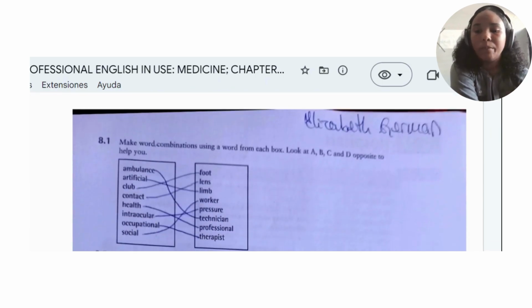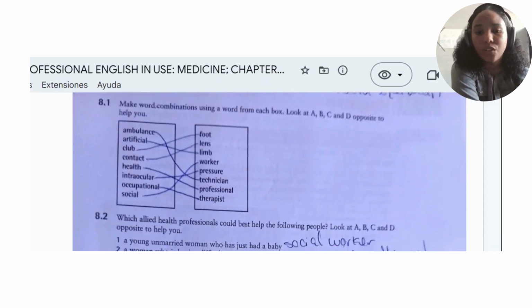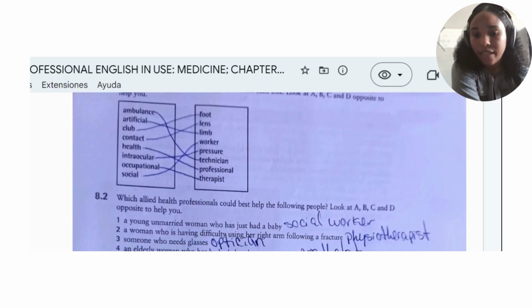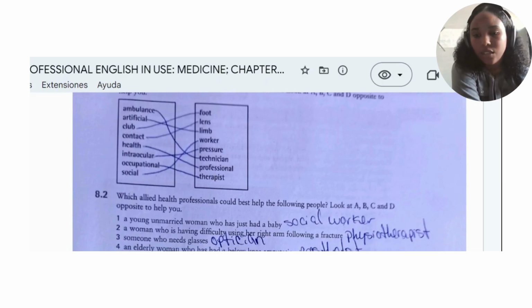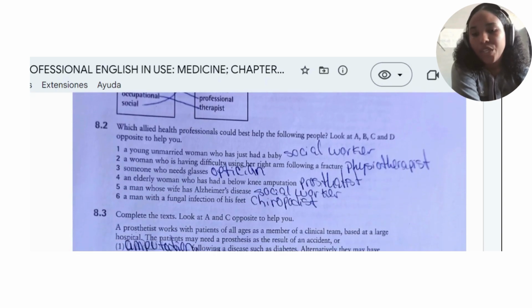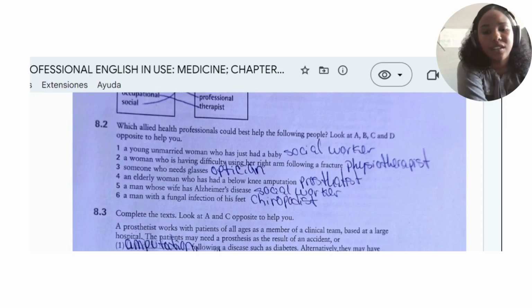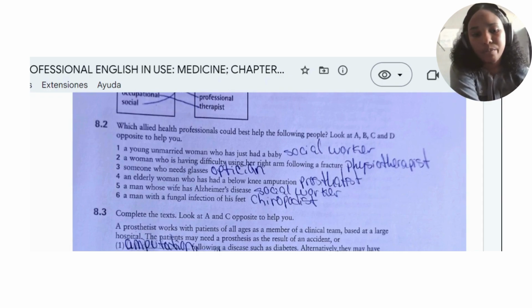Chapter 8. Make word combinations using a word from each box. Ambulance technician, artificial limb, club foot, contact lens, health professional, intraocular pressure, occupational therapist, social worker. Which allied health professional could best help the following people?